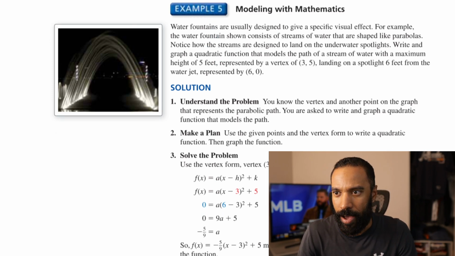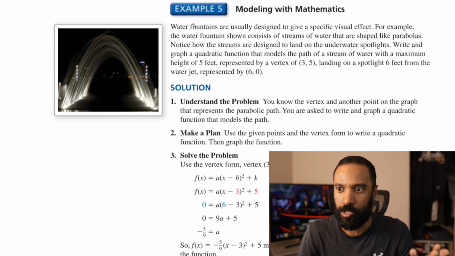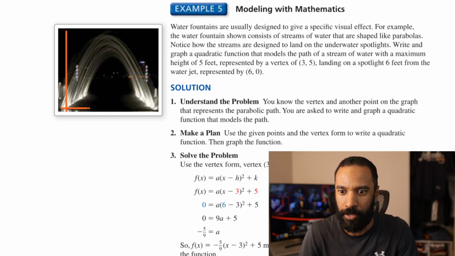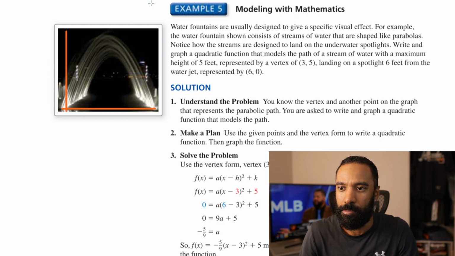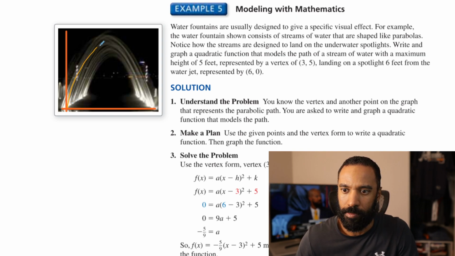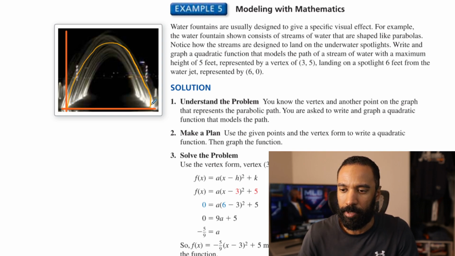So if I'm to understand the problem here, I'm guessing they're saying that from one point to another, this is kind of like the axes, and then you make a parabola that does its parabola thing. So I'm going to sketch that like that. It goes up, it goes back down there.